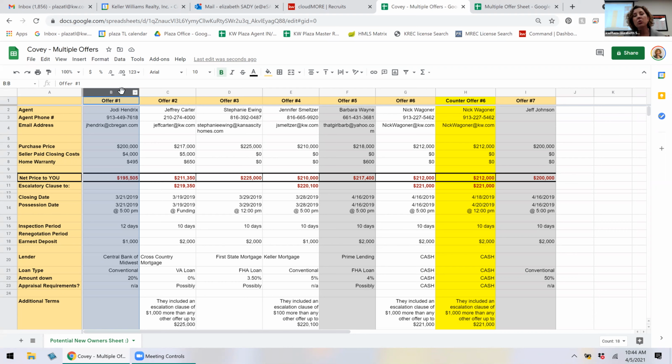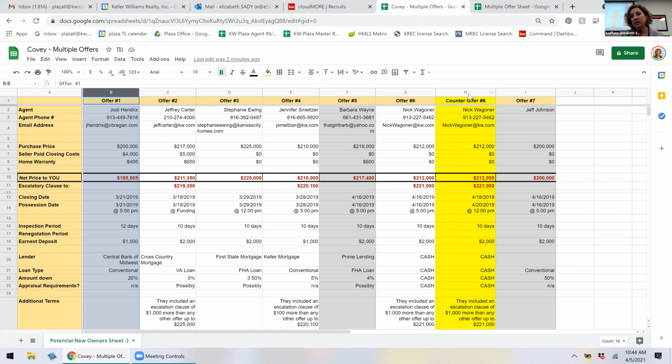We only had 2 offers that actually asked for closing cost, yours being one of those. Everybody else did not include closing cost in their offer. You and 2 others asked for a home warranty. Everyone had around the same closing date, or you had a much longer closing date than everybody else. Inspection period, you were the only one that had a 12-day inspection period. Everybody else was pretty across the board 10-day.